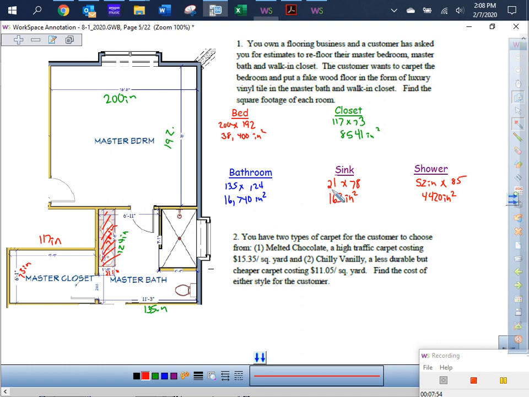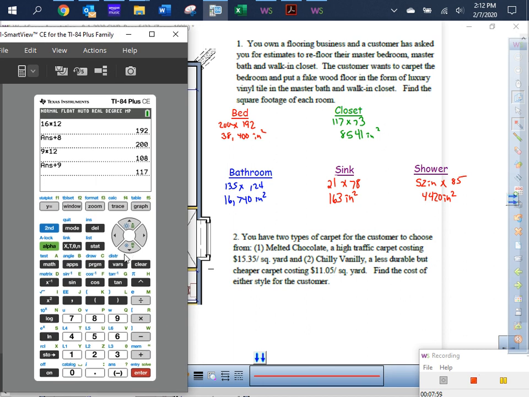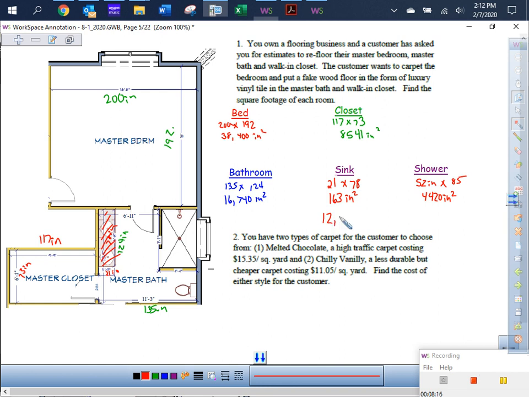So now what I'll do is subtract all of those away from my bathroom. I got 16,740, and I'm going to take away the 1,638, and I'm going to take away the 4,420, and what I got for a grand total is 12,157 square inches that we're actually going to put the tile on. So that's all of this good stuff. So keeping it nice and organized.